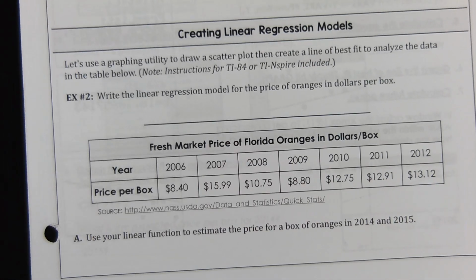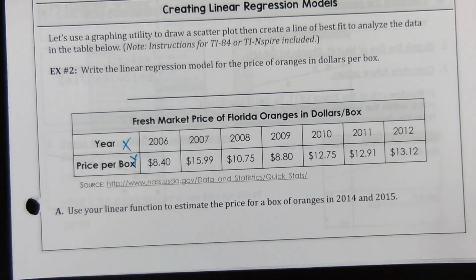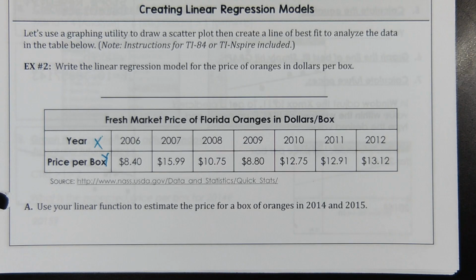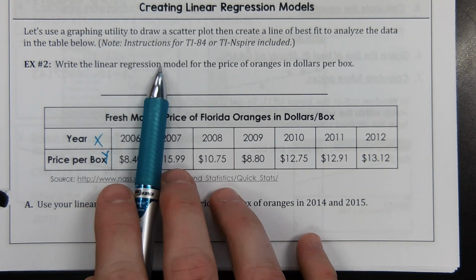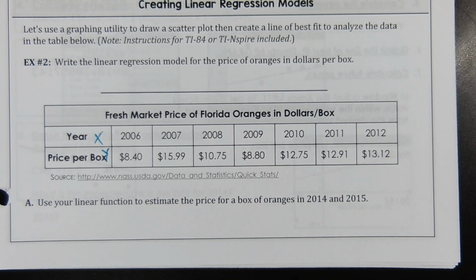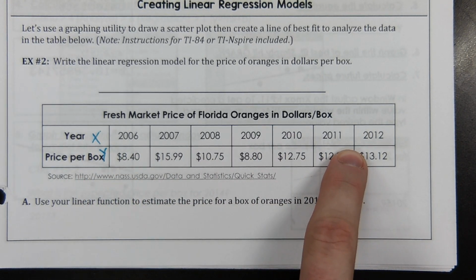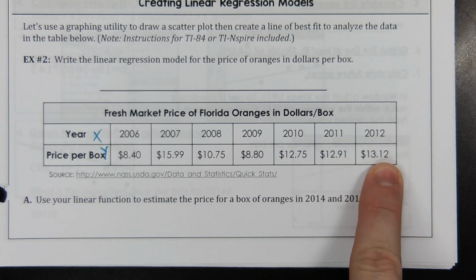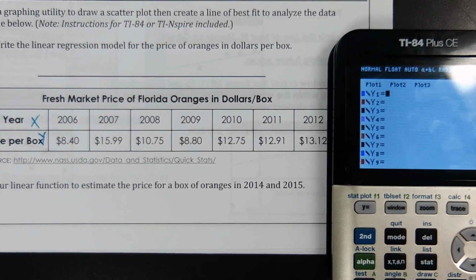This is going to be our x's, this is going to be our y's. It says, let's use a graphing utility to draw a scatter plot, then create a line of best fit to analyze the data in the table below. We don't need the scatter plot. All it's going to show us is that the line it draws is pretty close to most of the dots, with relatively the same number of dots above and below the line. So we don't even need to bother with the scatter plot. It says write a linear regression model for the price of oranges in dollars per box. This is our X list, which is L1. This is our Y list, which is L2, excuse me. And just be careful with your decimals.